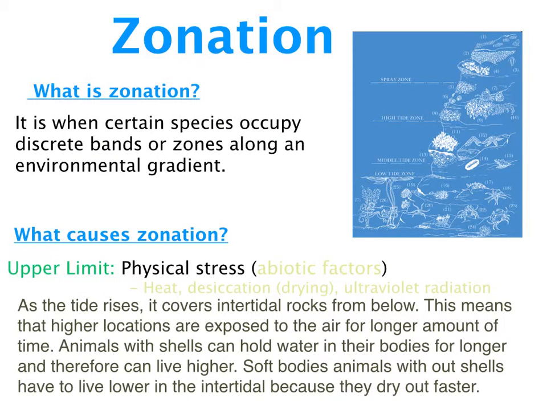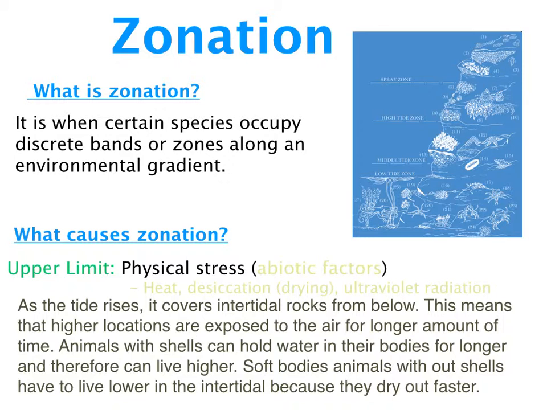Zonation is a product of these combined effects. Abiotic factors like disturbances and biotic factors like predation make species occupy discrete bands or zones in the intertidal. The different zones are, from top to bottom, the spray zone, the high tide zone, middle tide zone, and the low tide zone. What controls the organisms in these bands, again, is biotic factors and abiotic factors.